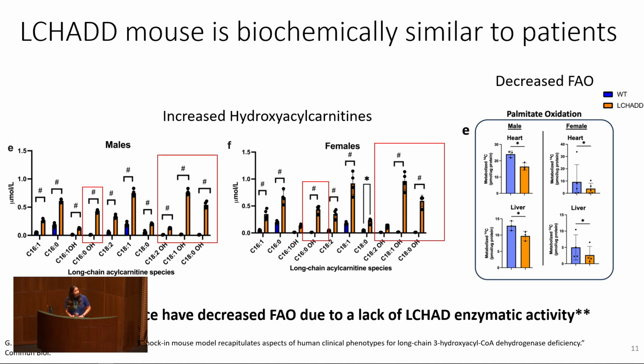We then wanted to make sure that this was due to a block at specifically that LCHADD enzymatic activity step. To do this, we looked at the acylcarnitine profiles, to see if these mice accumulated hydroxyacyl-carnitines. You can see on the two graphs on the left, indicated by the red boxes, that the LCHADD mice, again in orange, have higher levels of those hydroxyacyl-carnitines in the plasma, or blood, indicating that overall, this mouse does have decreased long-chain fatty acid oxidation, as well as decreased LCHADD enzymatic activity, making it biochemically similar to patients.